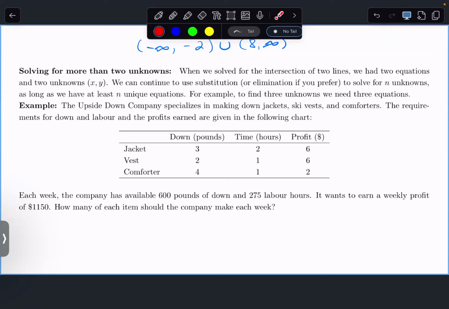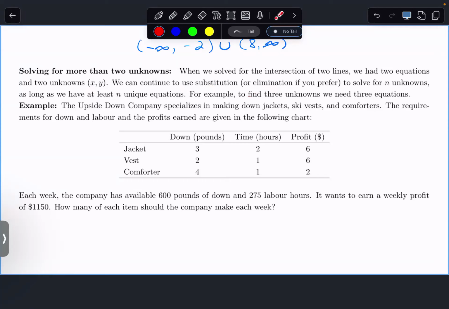Okay. So when we solved for the intersection of two lines, we had two equations and two unknowns, right? We had two lines and then we had x and y that we had to solve for. And so we can continue to use substitution, or if you have learned about elimination, that procedure instead, that's totally fine. I think that it's harder, but it's what we're going to start doing in the next section.